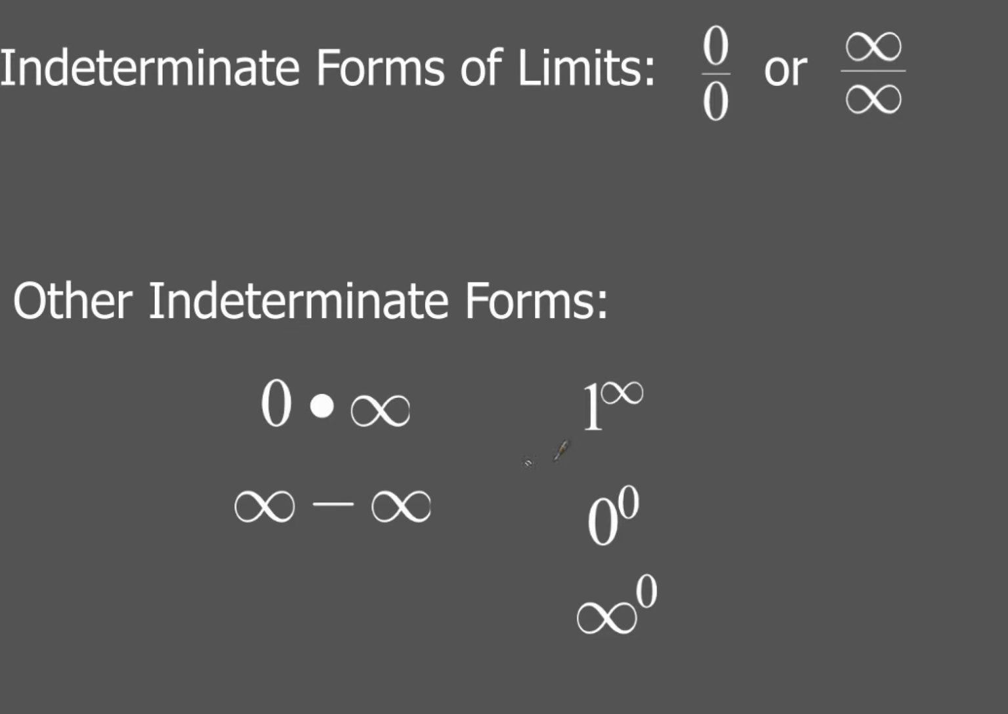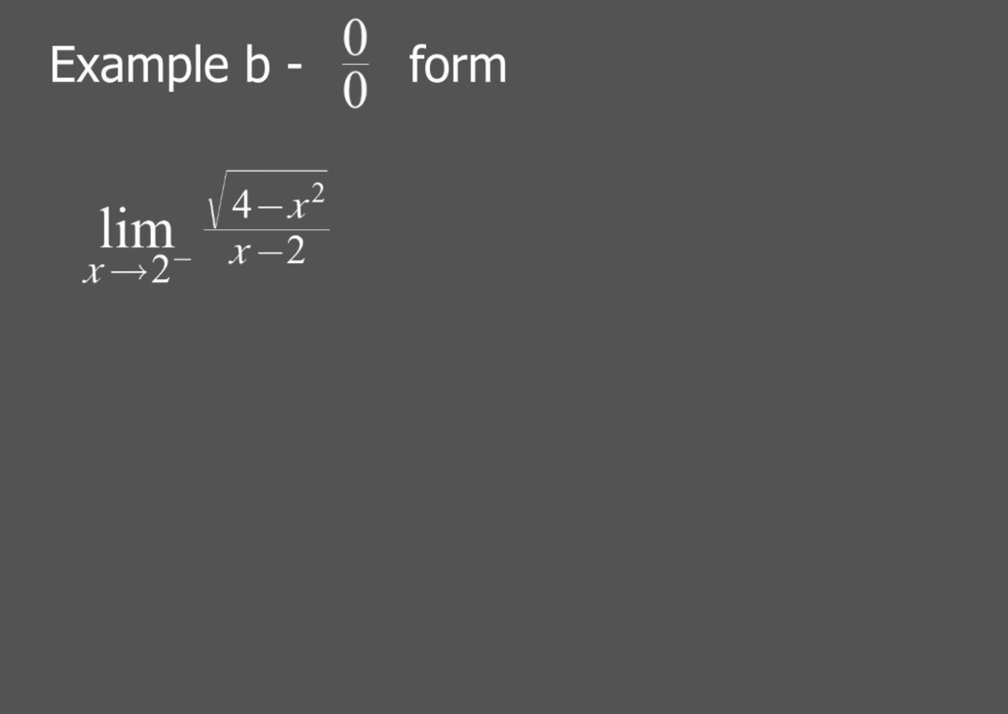Now, if you end up with one of those other indeterminate forms, you've got to use some math skills, some properties of natural logs, to change that form so that you can get back to 0 over 0 or infinity over infinity. Once you've done that, then you may apply L'Hopital's rule. That just means take the derivative of the numerator as well as the derivative of the denominator and then reevaluate your limit.